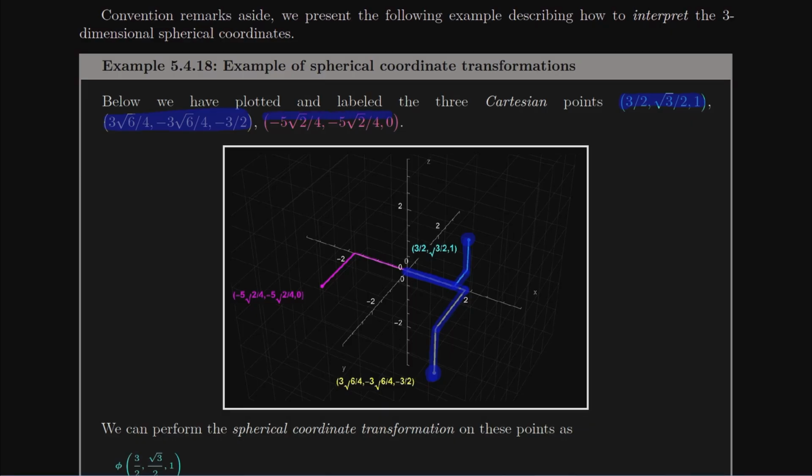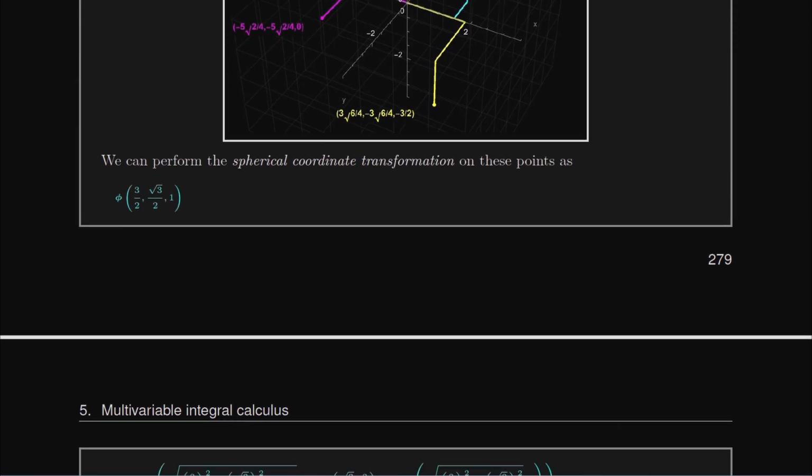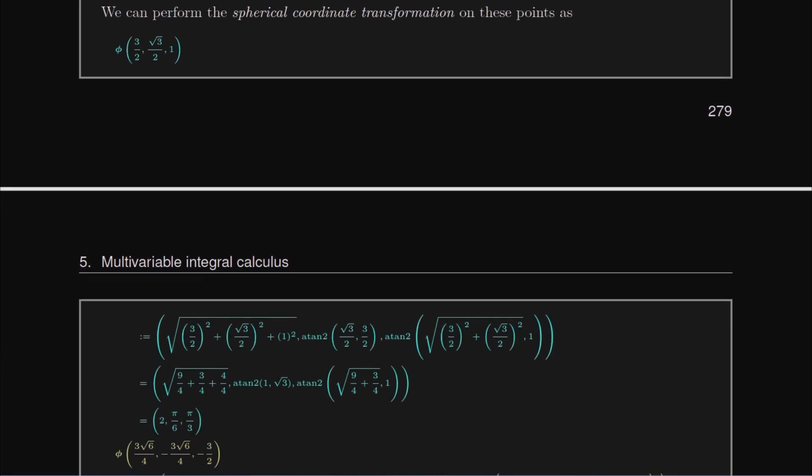And then here we have the point negative 5 root 2 over 4, negative 5 root 2 over 4, comma 0. So we go negative 5 root 2 over 4 in the x direction, negative 5 root 2 over 4 in the y direction, and nowhere in the z direction, and then wherever I end up is my point. Not too special there. Like I said, you've been doing that the whole time. But let's go ahead and perform the spherical coordinate transformation on these points. And recall how we do that.